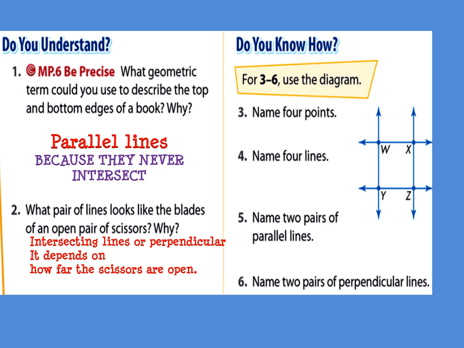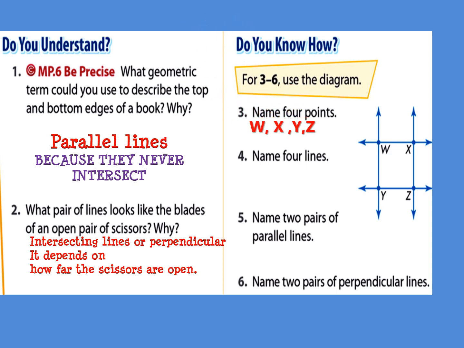Firstly, in question 3, he said name 4 points. As I said to you, a point is only an exact location in space, and in that diagram, there are 4 points shown here: point W, point X, point Y, point Z. So how many points are shown here? 4 points. Of course, in those lines, there are many points, but only 4 points are shown here. So I'm going to write those 4 points: point W, point X, point Y, point Z.